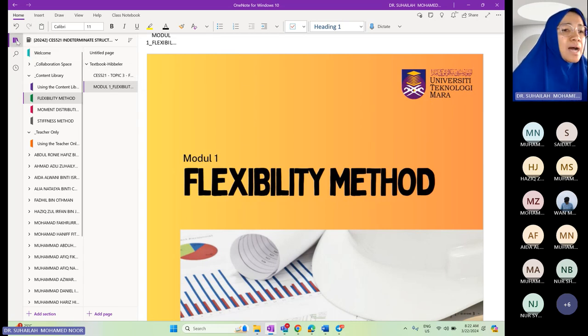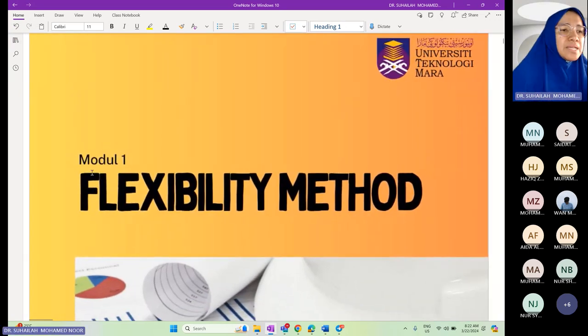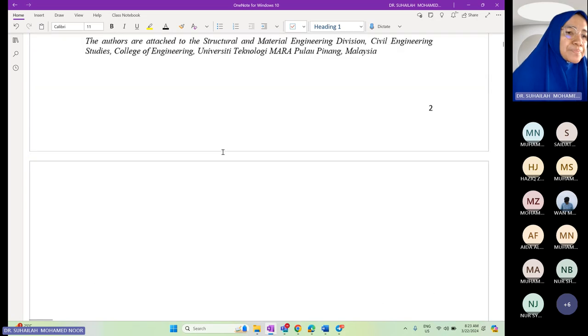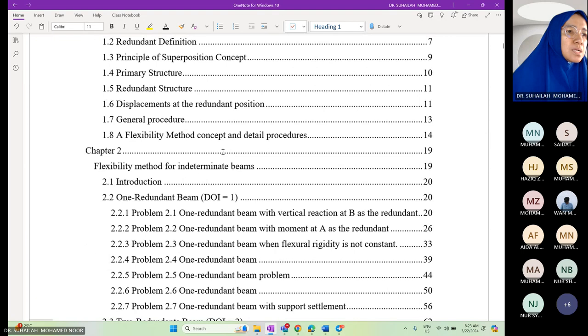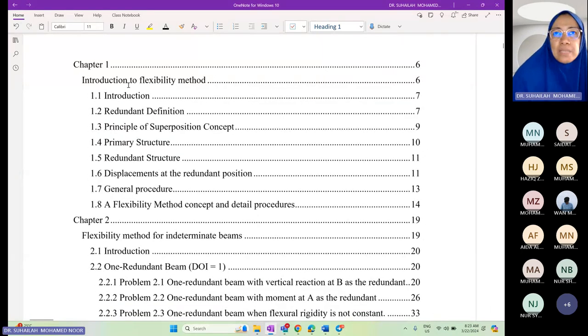Okay, so under this module, this is actually the workbook. Inside this book, you can find that there are blank pages with some guidance to answer. You can answer or practice inside the book. Okay, so flexibility method. This is all about flexibility method.